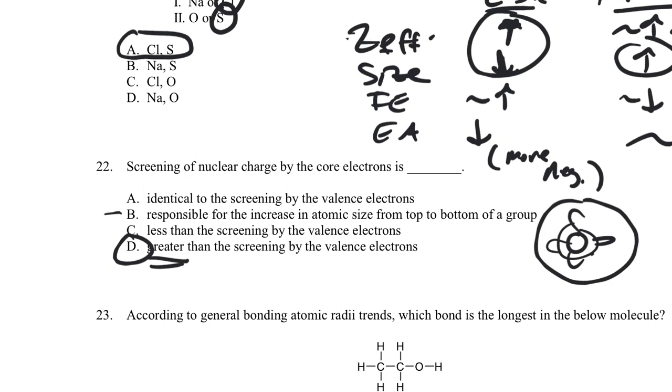Let's talk about answer B real quick. It says the screening by the core electrons doesn't really have anything to do with the increase in size from top to bottom. The increase in size from top to bottom is all about the total number of electrons and electron repulsion, or just using larger orbitals as we go from top to bottom.